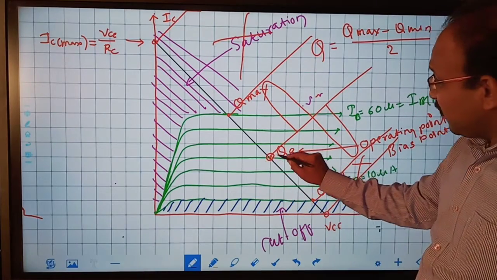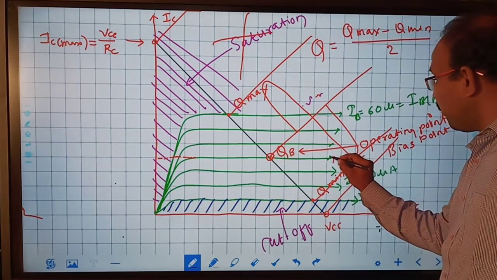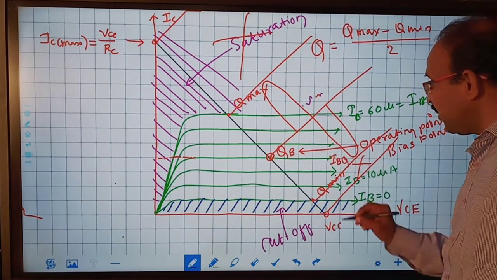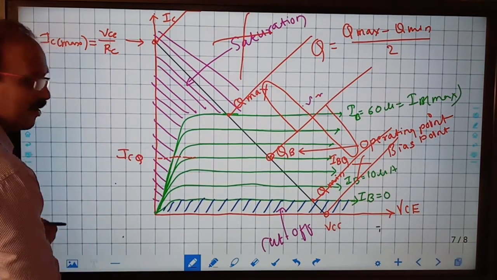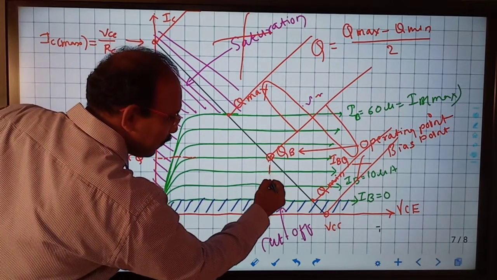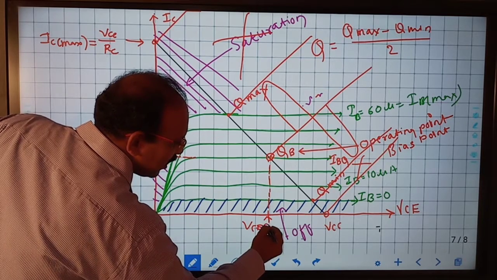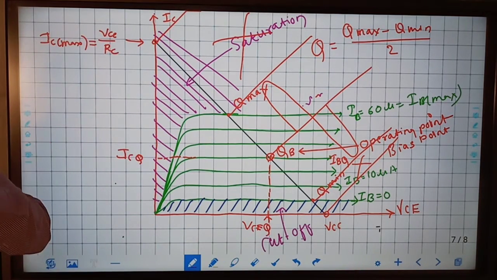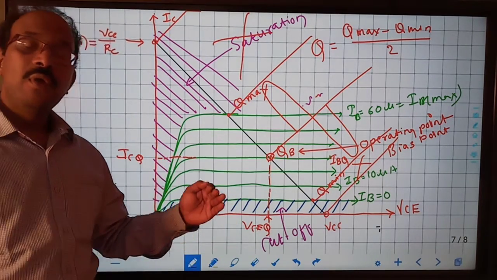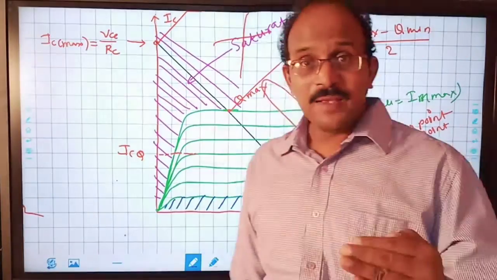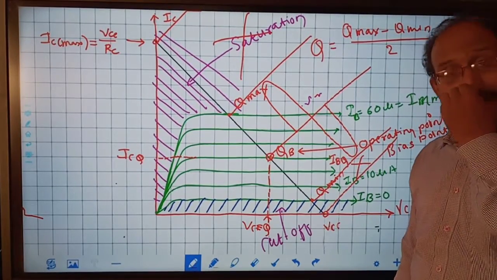So what is this IB? It is IBQ. This is called IB quiescent. This IC is called IC quiescent. This VCE is called VCE quiescent. Okay. So what is our idea? We have to maintain IBQ and ICQ at the center of the active region.